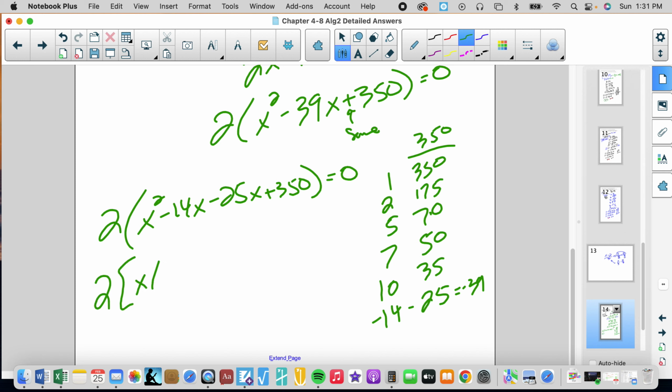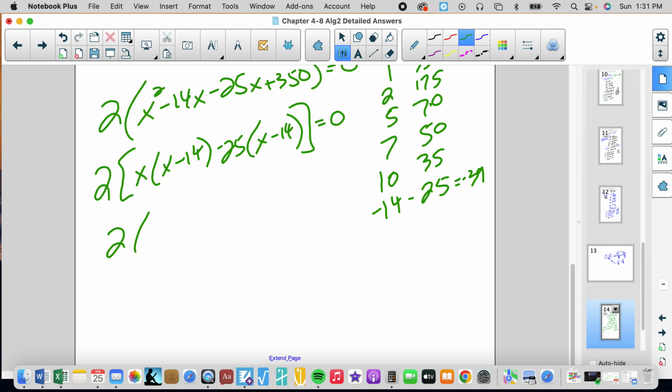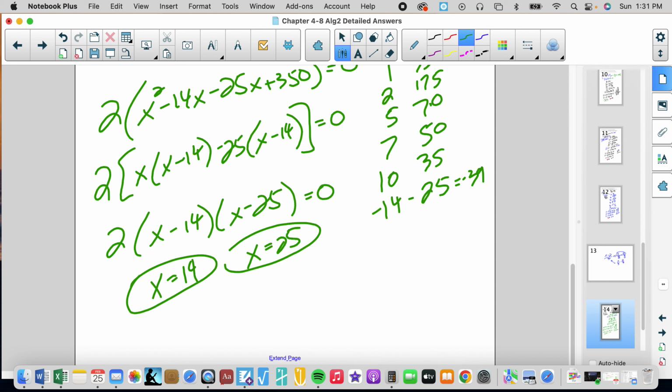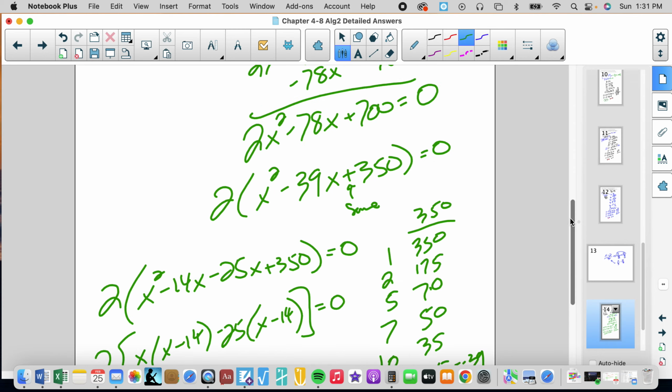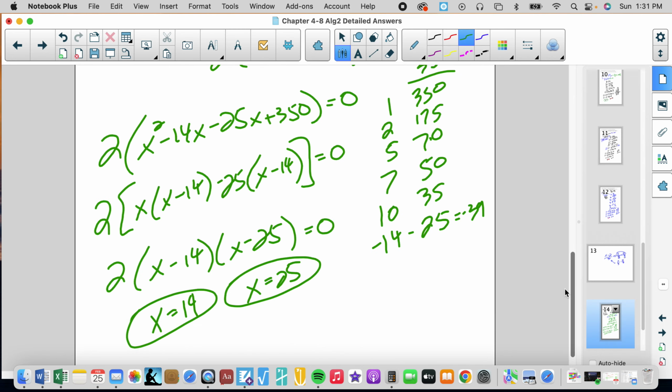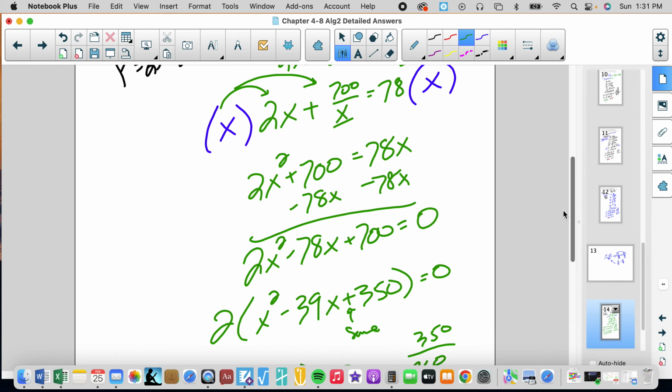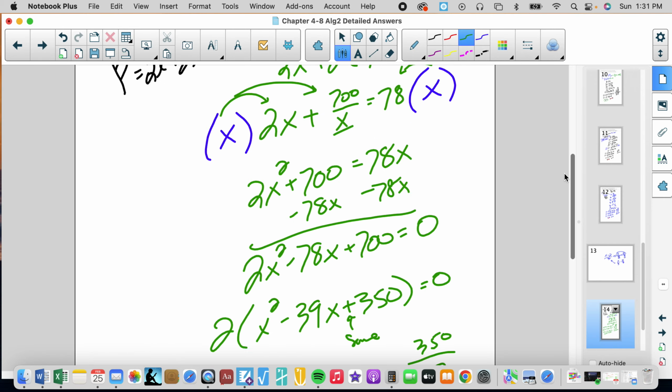Factor by grouping, we can factor out an x. We get x minus 14. Factor out a negative 25. We get x minus 14 equals 0. 2 times x minus 14, x minus 25 equals 0. So x is possibly 14 and x is possibly 25. That's good because our height and width are interchangeable. So that's why we have those two solutions.